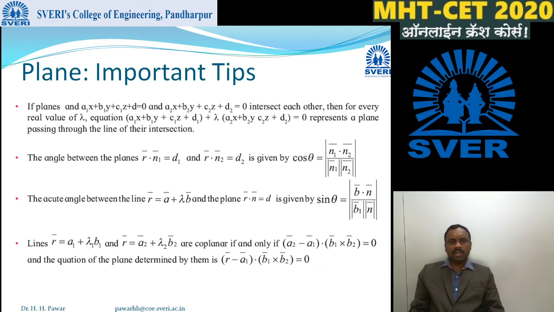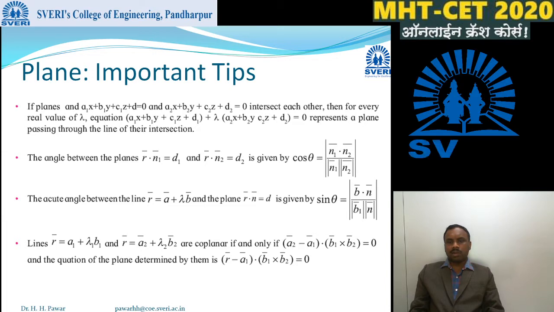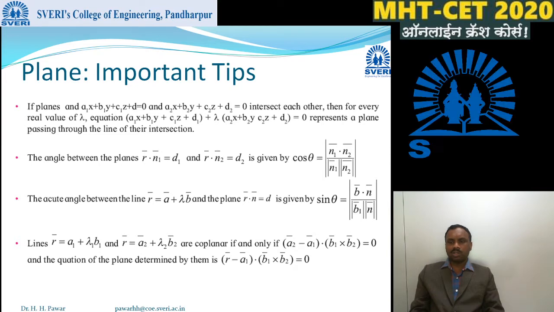The acute angle between the line r bar is equal to a bar plus lambda b bar and the plane r bar dot n bar equal to d is given by sin theta is equal to b bar dot n bar divided by modulus of b bar modulus of n bar.